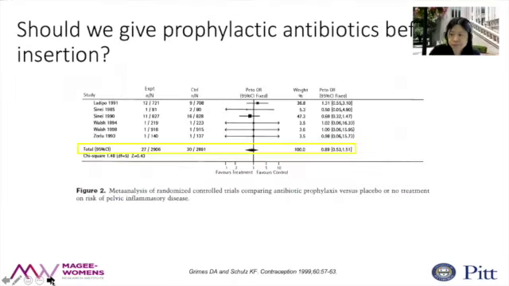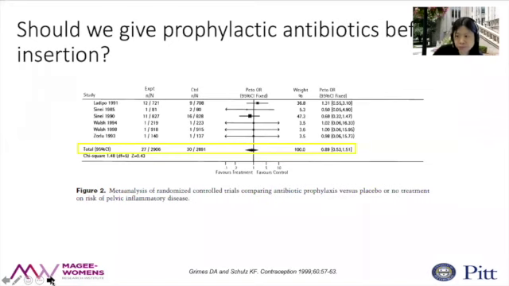Next slide. We've discussed that the risk of PID may be higher within the first 20 days after IUD insertion, although modern studies question that finding. Should we be giving prophylactic antibiotics before IUD insertion? And there have been several randomized trials conducted to look at antibiotic prophylaxis before IUD insertion. A meta-analysis of these trials found that although prophylaxis reduced frequency of unscheduled return visits by 18%, there was actually no statistically significant reduction in PID.